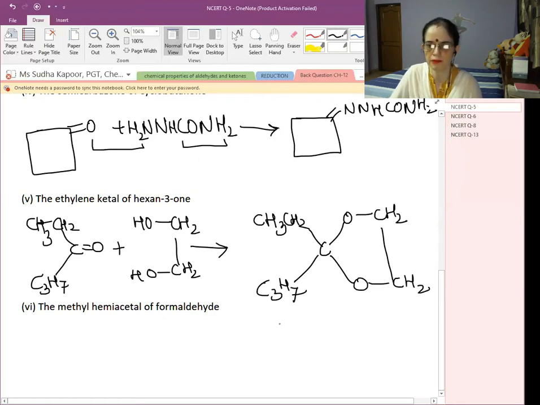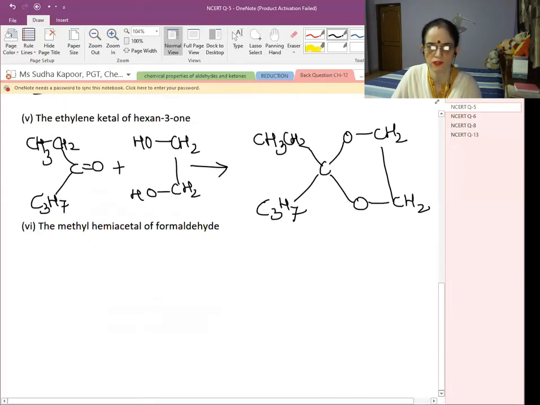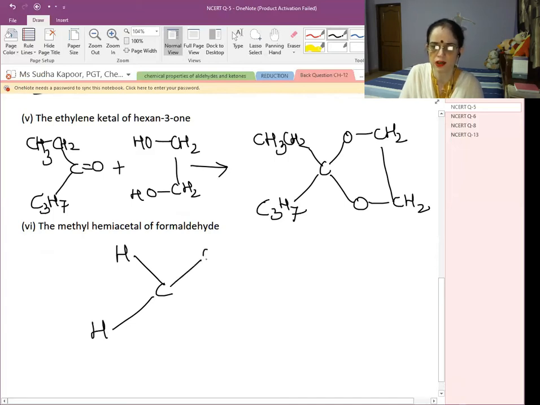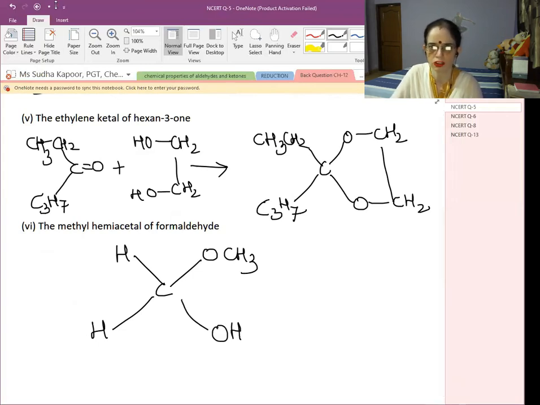Then the methyl hemiacetal of formaldehyde. We have to draw the methyl hemiacetal. Now in this case, only one alkoxy group is required on the formaldehyde, which we can draw very easily. We can draw it directly also. That is O for the methyl part. And on the other side, we will be getting the OH. So this is about question number 5.